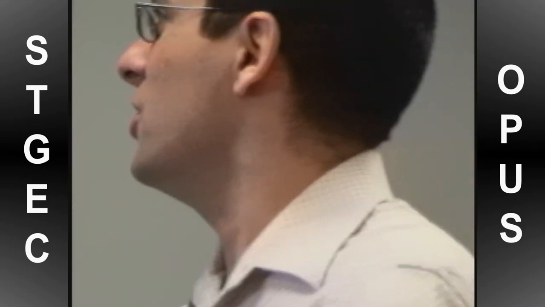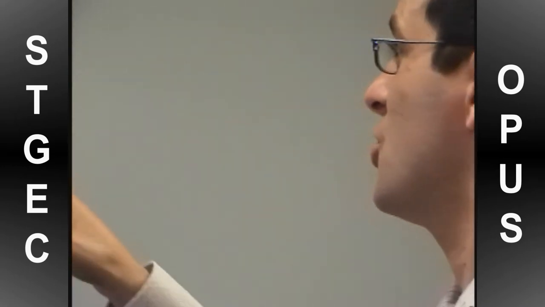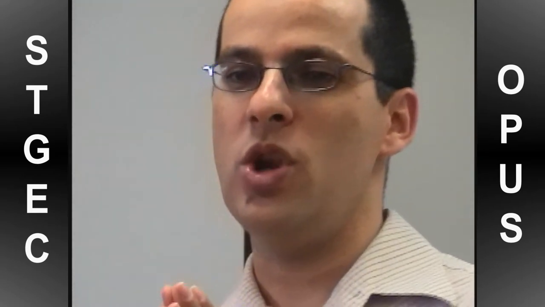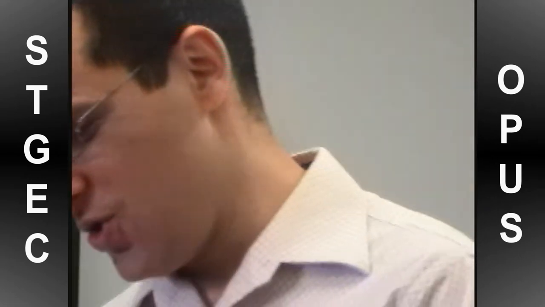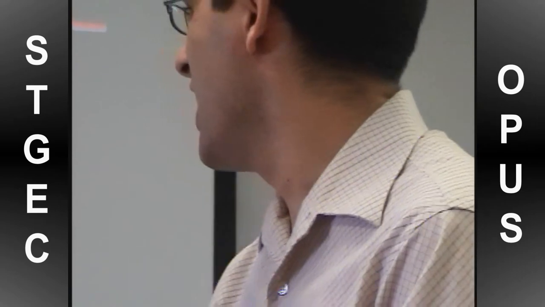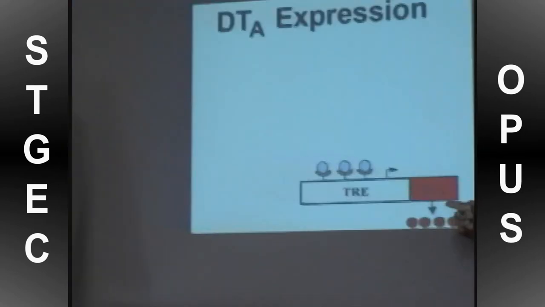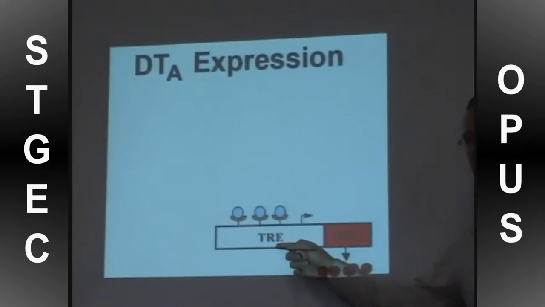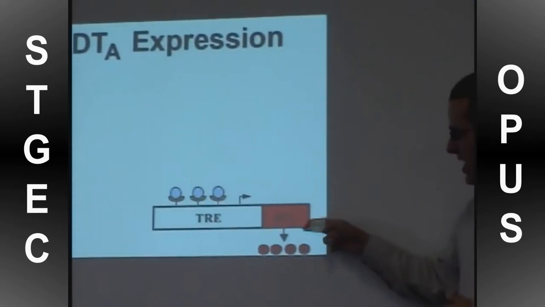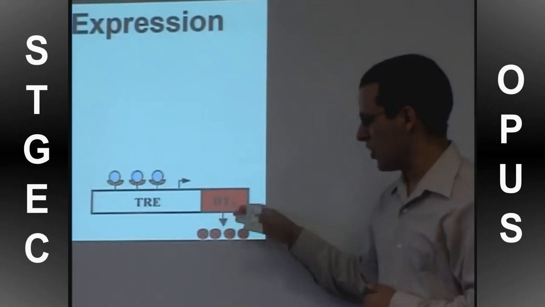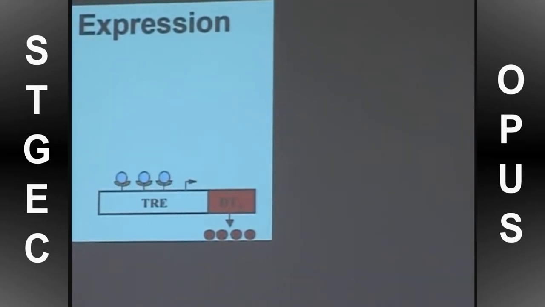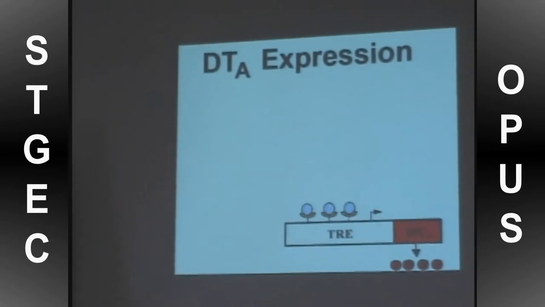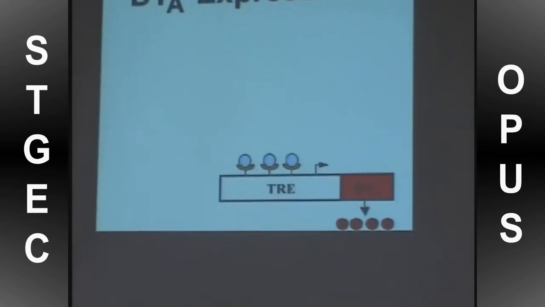The third part of the program is to use genetic approaches to probe neuronal function. Here, we plan to use a lesion model using transgenic techniques. We have this construct where a toxin is under the TRE promoter. These toxins are lethal for neurons, and so expression of this toxin will kill only the neurons that express it. It will not affect the surrounding neurons.